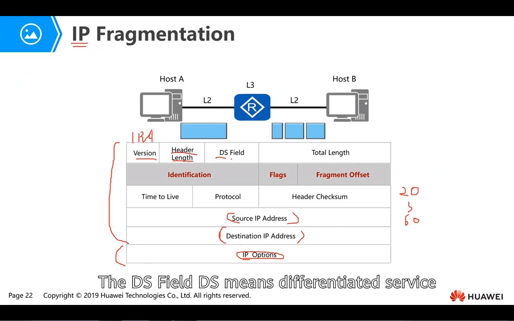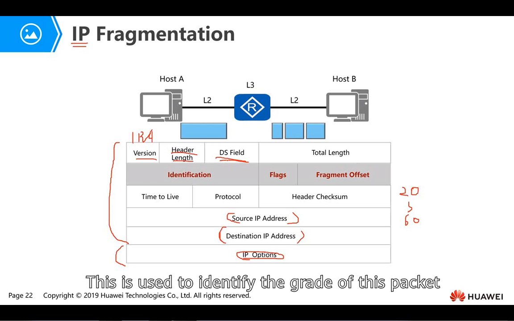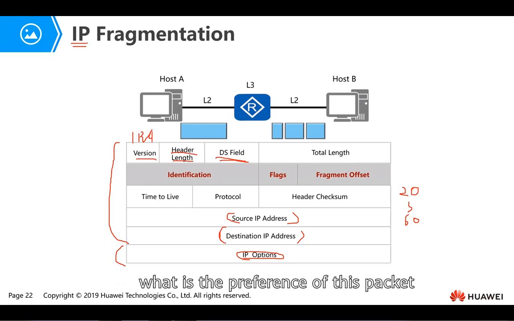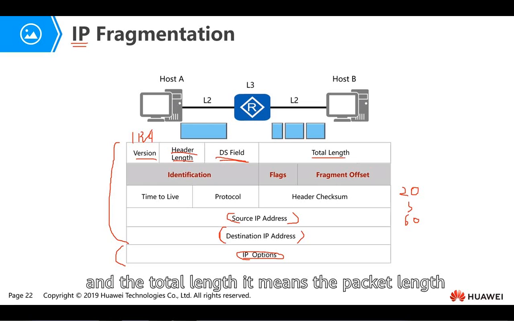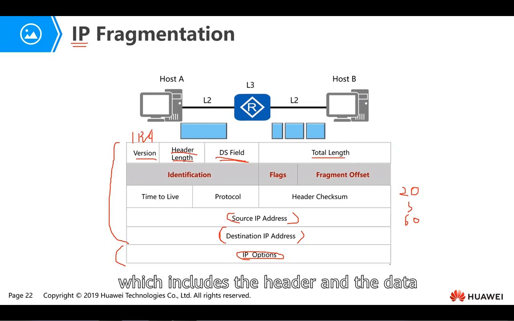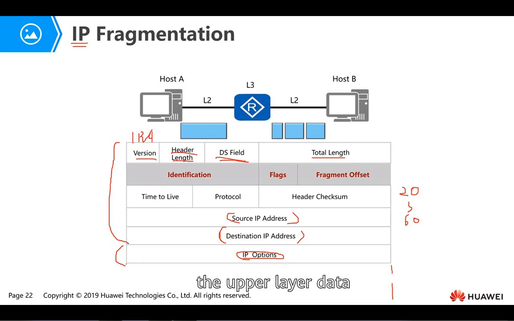The DS field, DS means differentiated service. This is used to identify the grade of this packet, that is, the preference of this packet. And the total length means the packet length, which includes the header and the upper layer data.